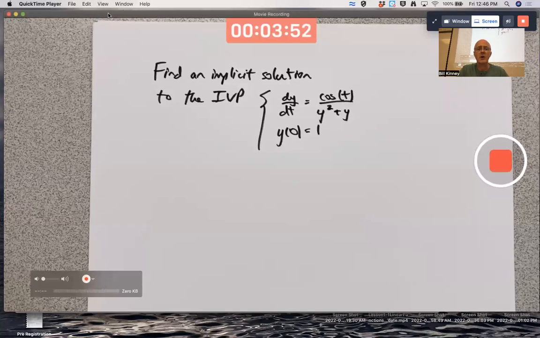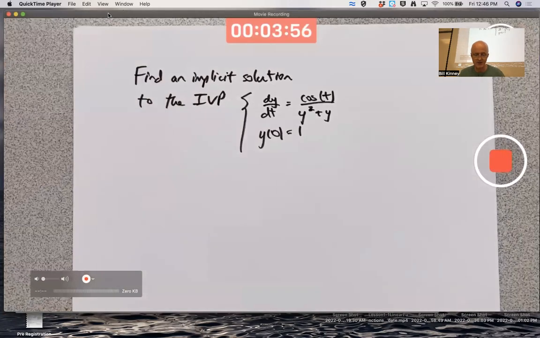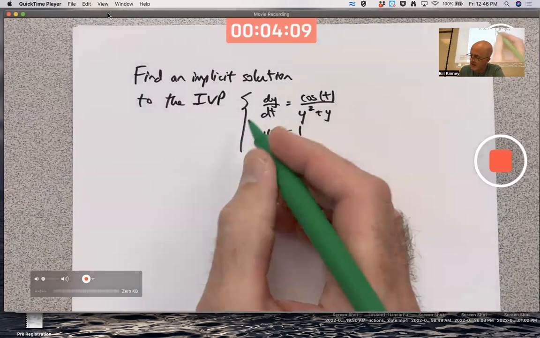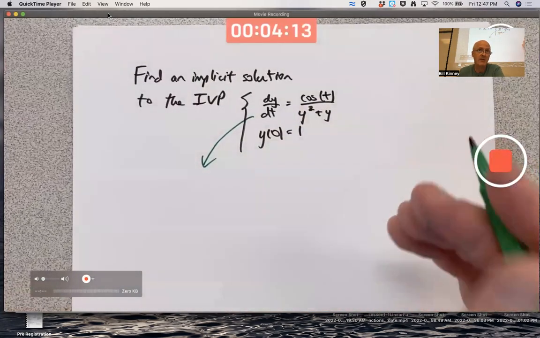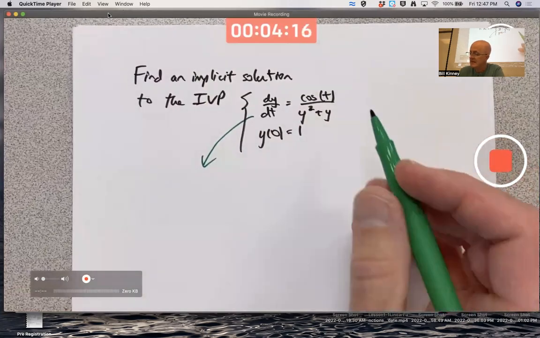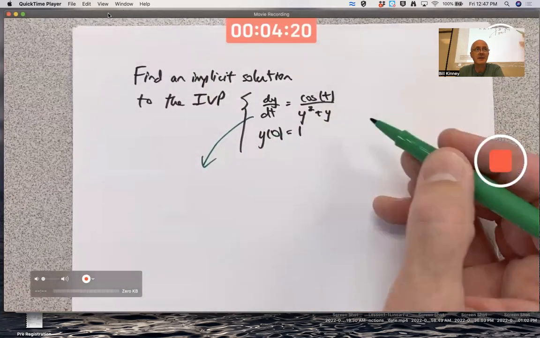All right, so let's start by going over this implicit solution problem for this differential equation. What I told you to do, even if you didn't watch the video about how to solve such a thing, is to go ahead and try to separate variables and see what happens. Separate variables, integrate, see what happens. This is separable. You can get all the y's on the left and all the t's on the right.